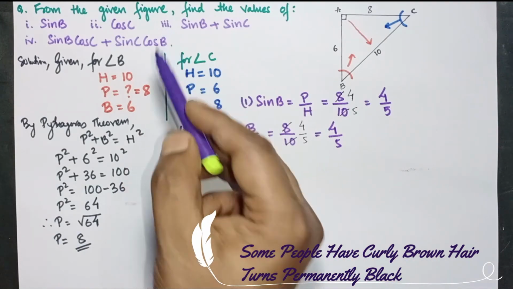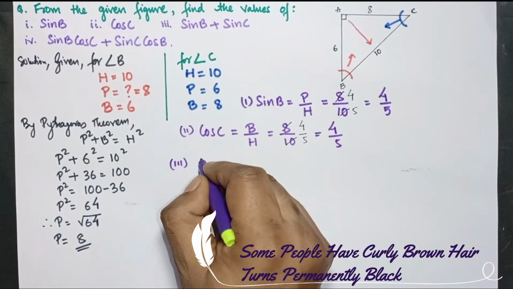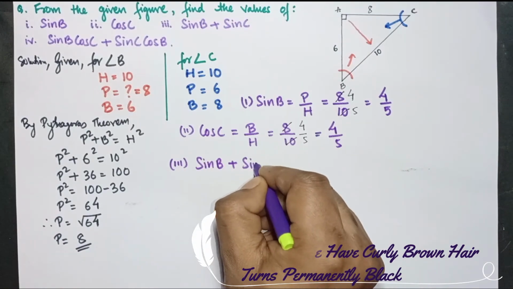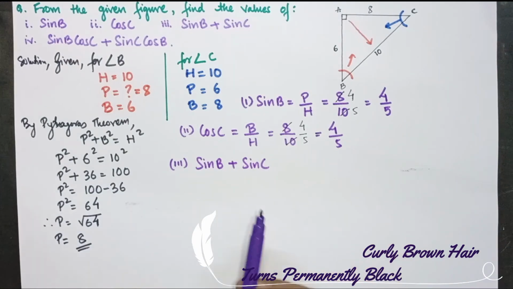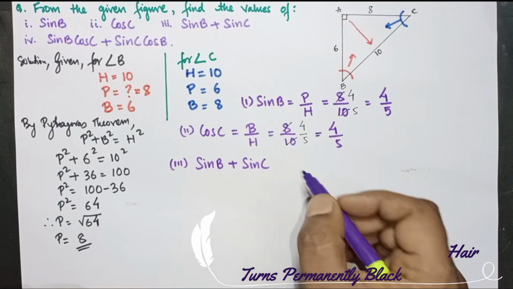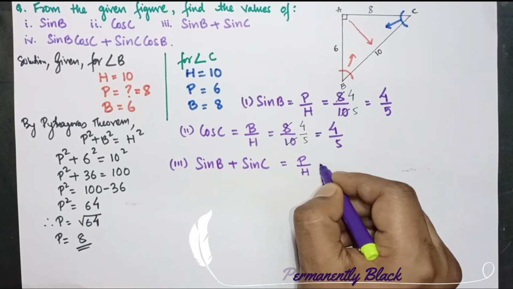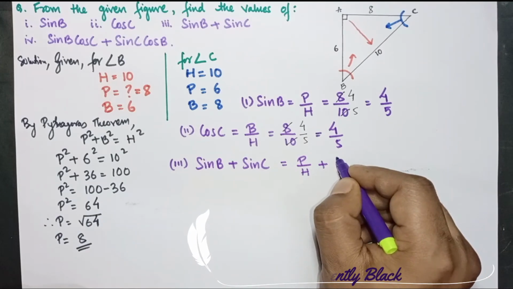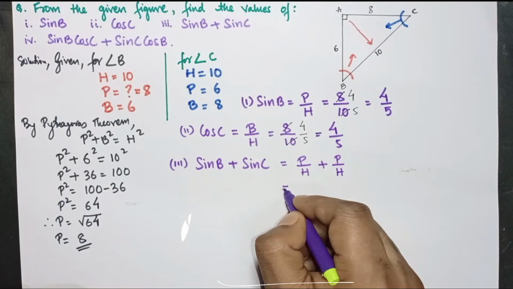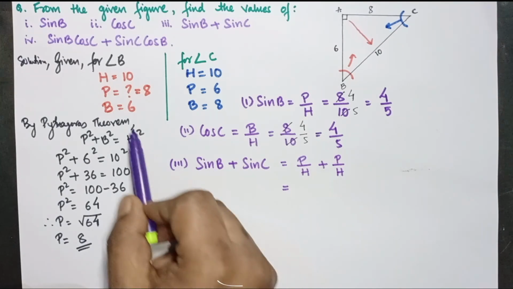Okay, now number 3, what do you have? Number 3, this question is very important. So what do you have? We have sine B plus sine C. Okay, now you can see here sine B plus sine C, both are sine, but the angles are different. So you know the formula, sine B plus sine C. But what you will do, we'll use the value from the table. So sine B, that means we'll use this value.